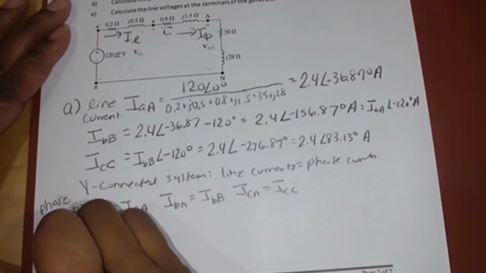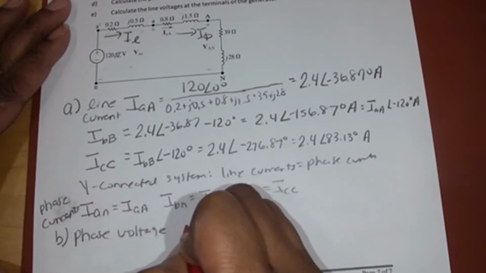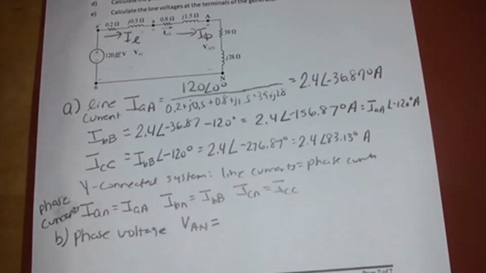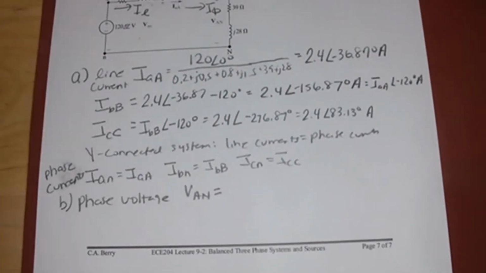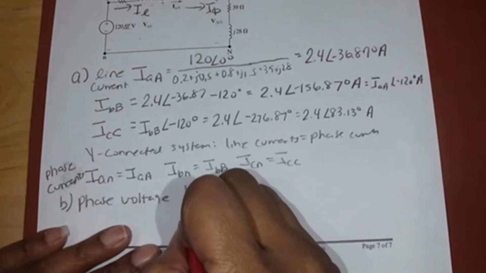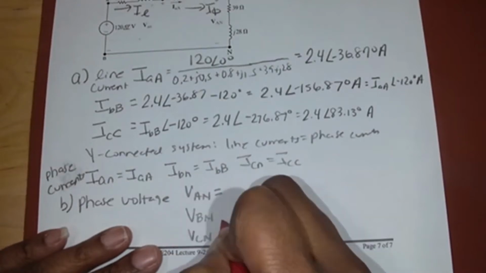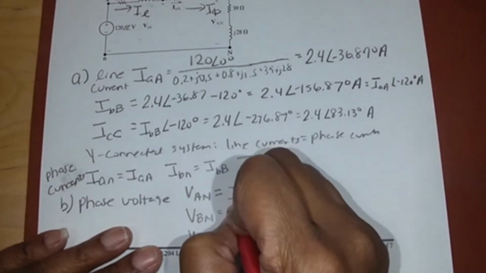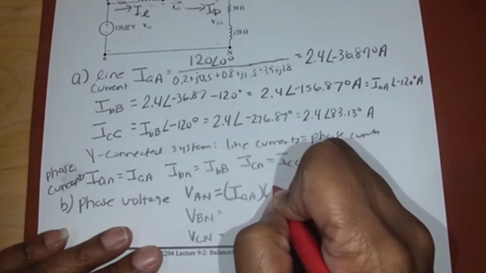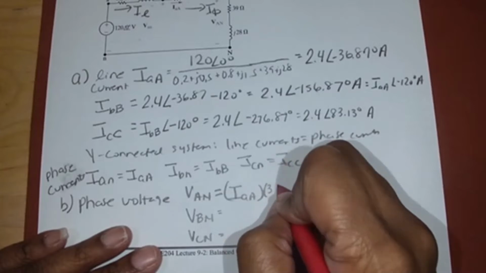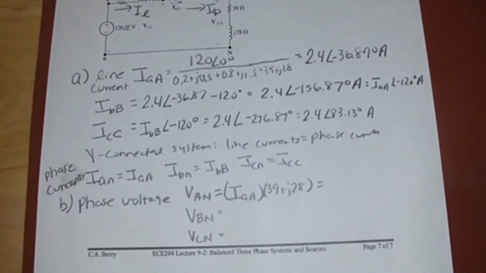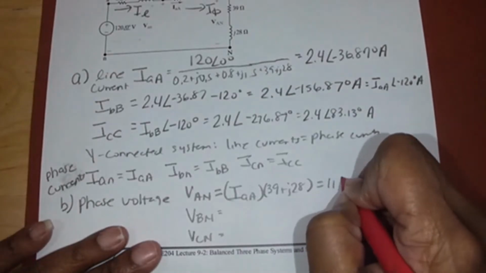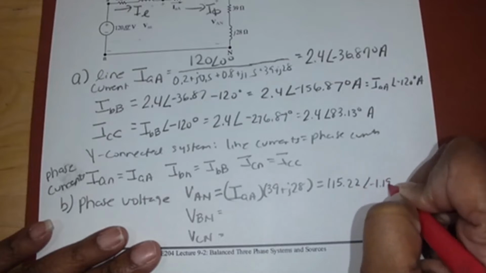first find VAN. Phase voltage at the load, find VAN. How can I find VAN? Do I know the current? Do I know the impedance? Find VAN. The good news is you only have to do it once because then you just delay the angle. So that's going to be IAA times 39 plus J28. So VAN equals 115.22 with an angle of negative 1.919 degrees.